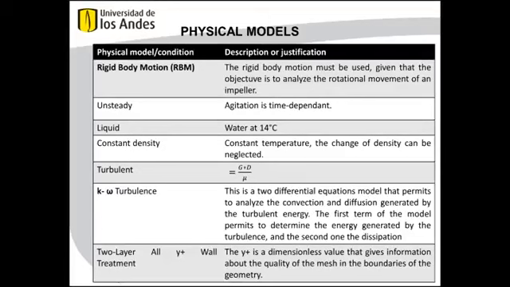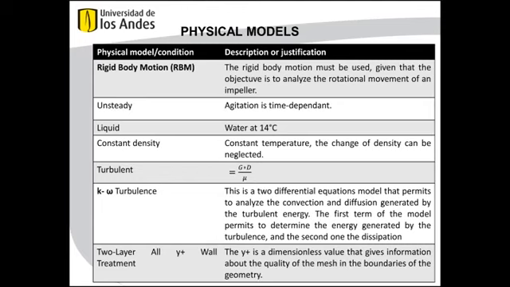These are the physical models used. Rigid body motion describes how the impeller rotates and affects the fluid around. It is an unsteady study because agitation is a time-dependent process. It changes with time. At first, the fluid is static and then it starts moving around.